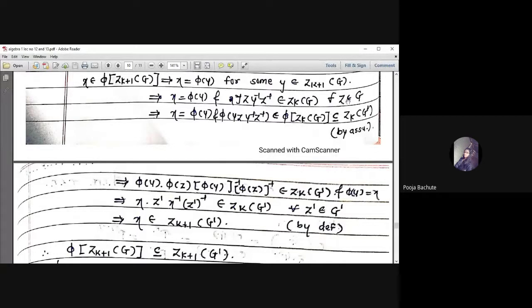For all z belongs to g, small z. Okay. Which implies that x is equal to phi of y and taking the phi image on both sides.